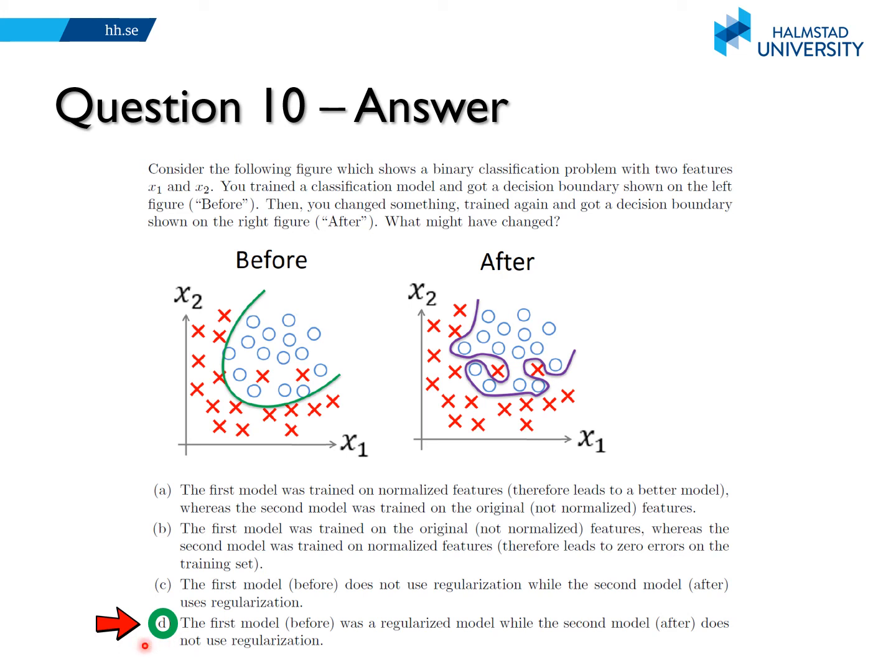And the correct answer is D. So the first model that we got B for, this one, was probably a regularized model, while in the second model, this one, we didn't use regularization. So we got a complex model which overfits to the training data.